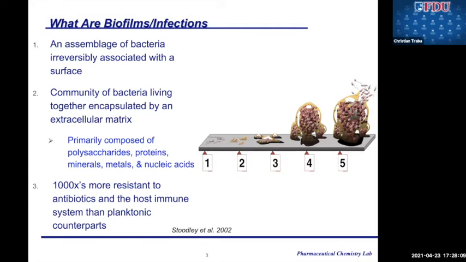Biofilm formation begins with the initial attachment of planktonic bacteria, followed by the irreversible attachment of these planktonic bacteria. Next is bacterial recruitment and reproduction, followed by the formation of a mature biofilm. And finally, if a biofilm is disturbed for any reason, planktonic bacteria are released, and this biofilm formation process happens again.